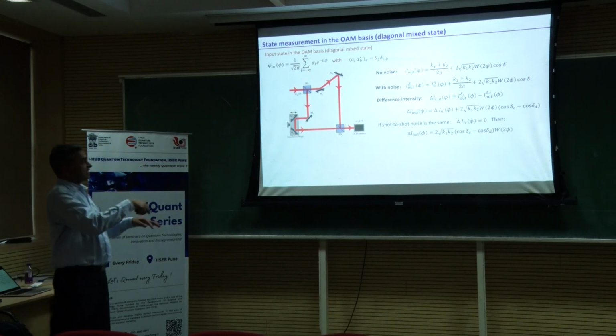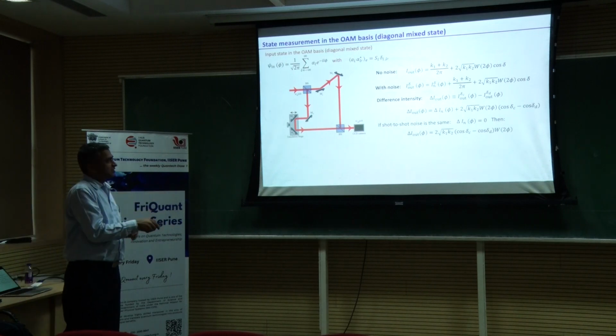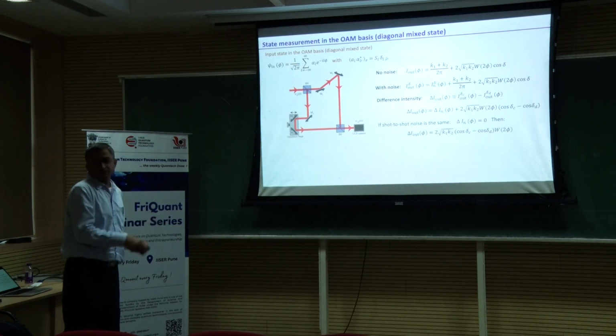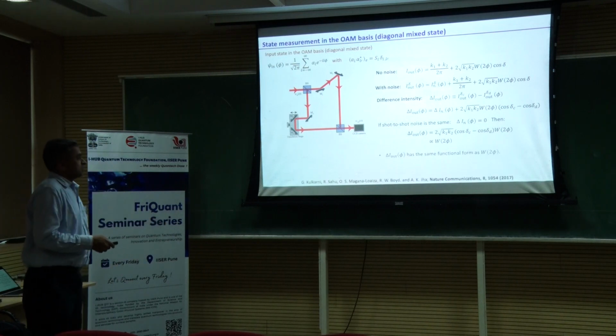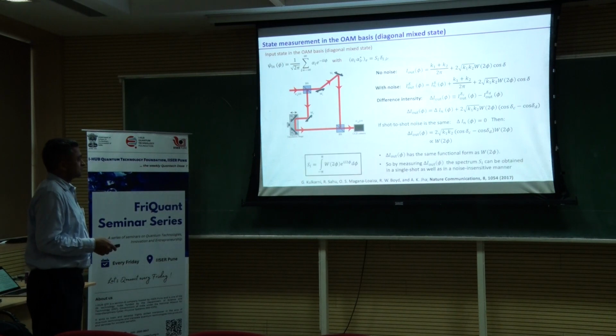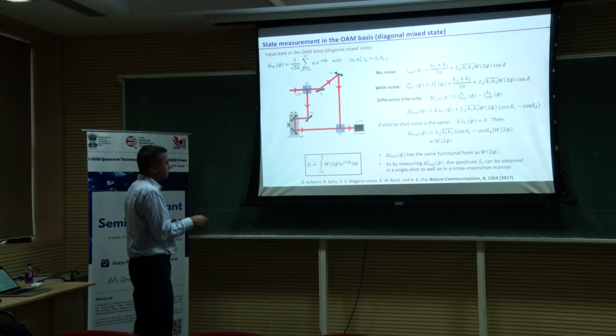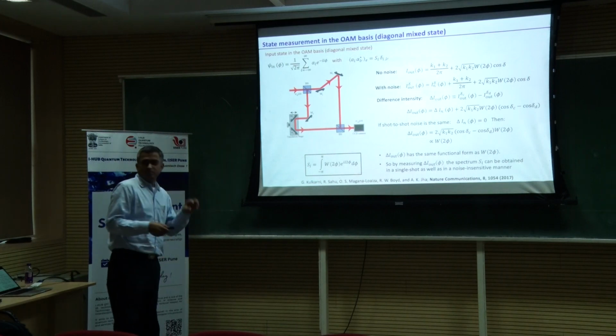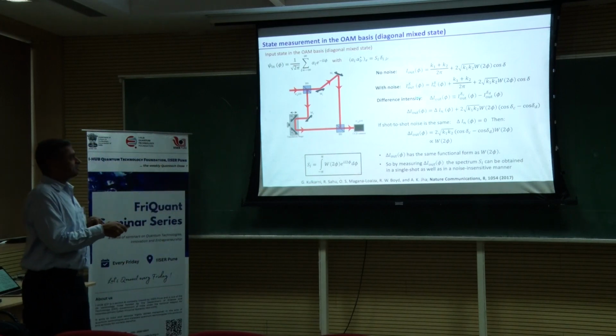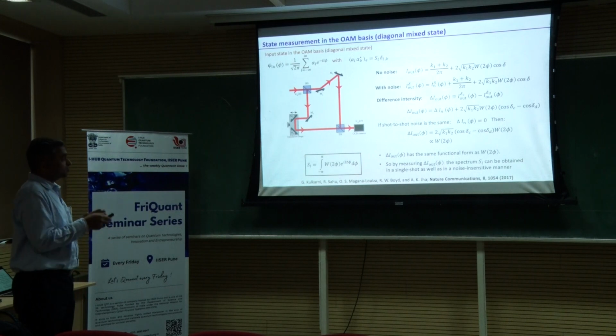So at least in this case, for diagonal mixed state, what we can see just by doing this difference intensity, I can directly get this correlation function over there. Okay, and once you have the correlation function, then you can Fourier invert it and you can get the OM spectra. So by doing two intensity measurements, I can get this OM spectrum.